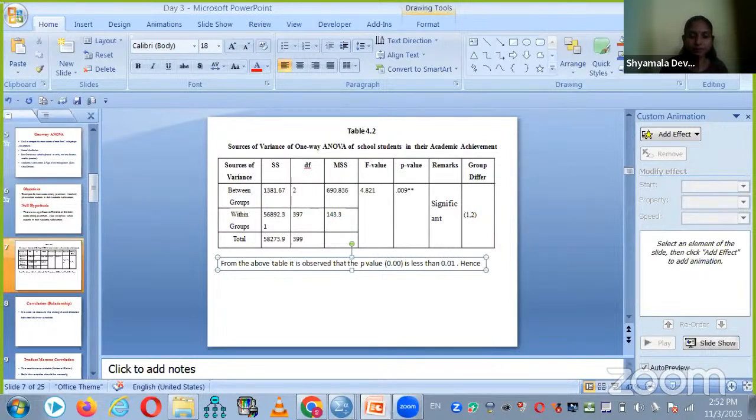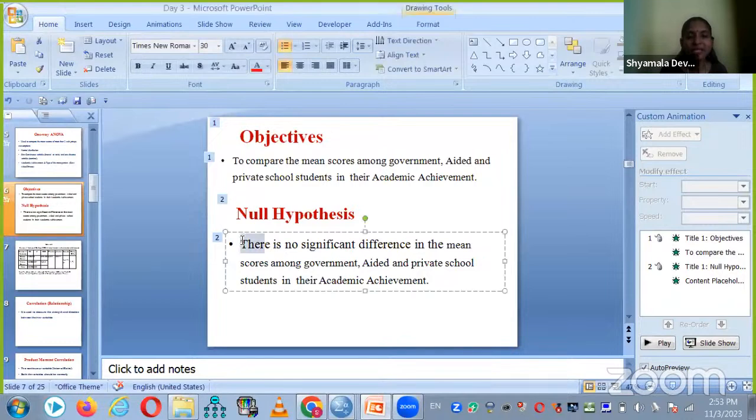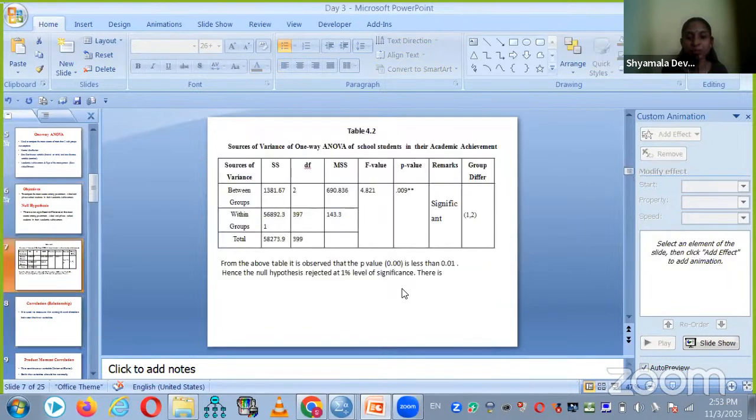Hence, the null hypothesis is rejected at 1% level of significance. So there is significant difference between, so you have to reject the null hypothesis. So instead of there is no significant difference, you have to write there is significant difference in the mean scores among government, aided and private school students in their academic achievement.